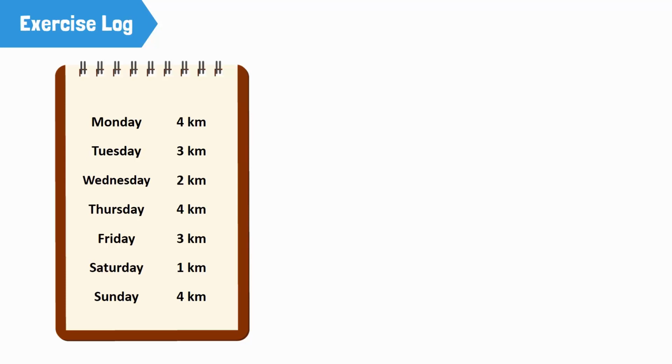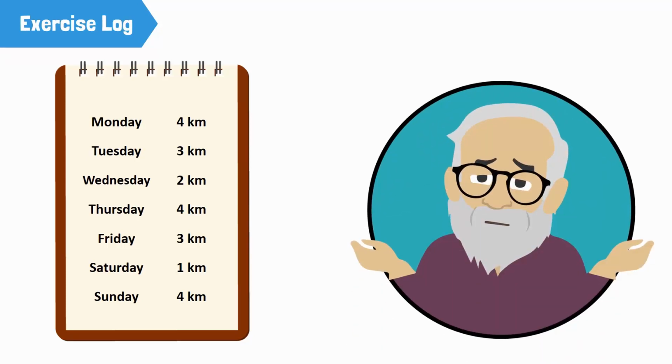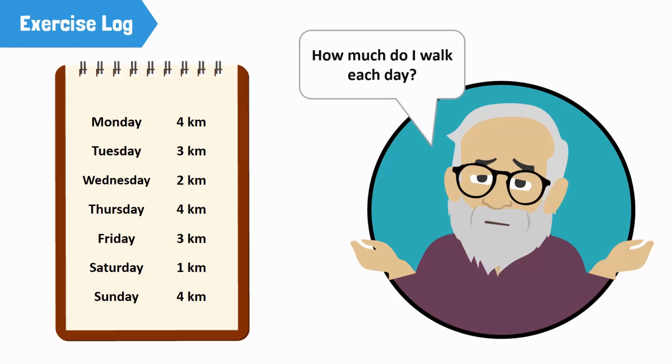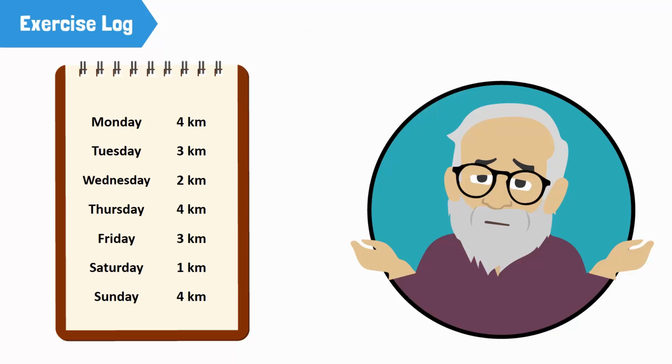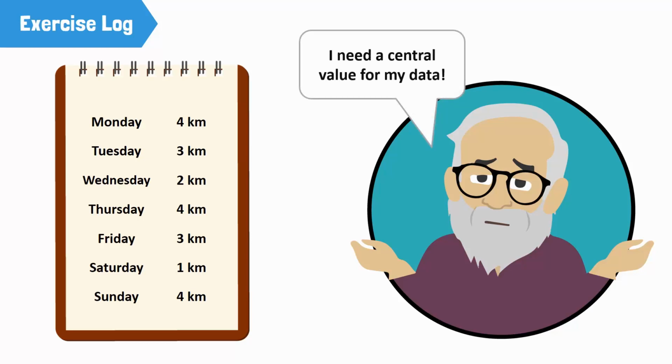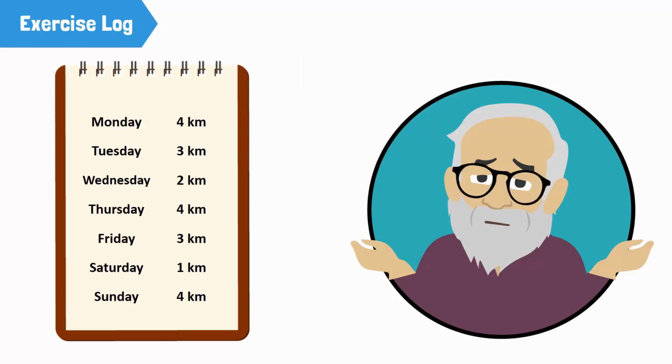When someone asks him how much he usually walks each day, he doesn't know what to say. Sometimes he walks 4 kilometers, sometimes 1 kilometer, and sometimes 3 kilometers. It's different every day. Dadajan wishes he could use just one number that could represent how far he walked the entire week. Dadajan is looking for one central value for his entire data set, or a measure of central tendency.